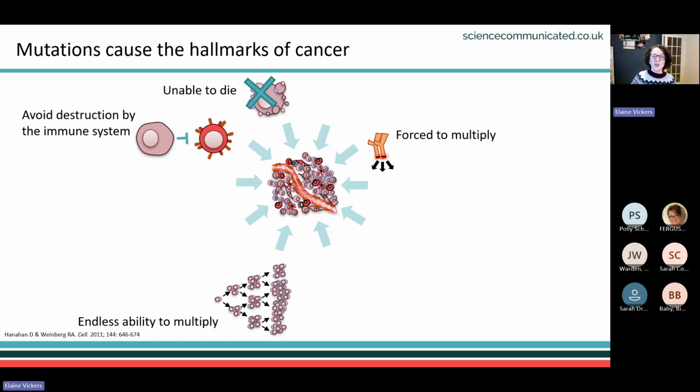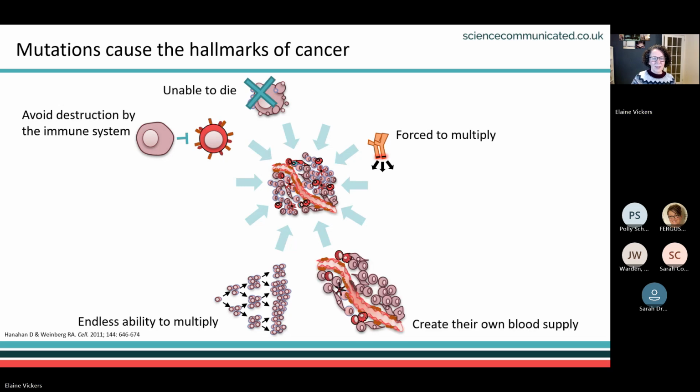They have an unusual ability to multiply. Healthy cells will only multiply a certain number of times before they become dormant and they will never multiply again. There's an internal clock that dictates how long our cells keep multiplying for and when they stop. Cancer cells reset that clock and they gain an endless capacity to multiply that healthy cells don't have.